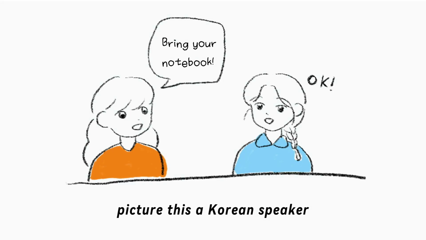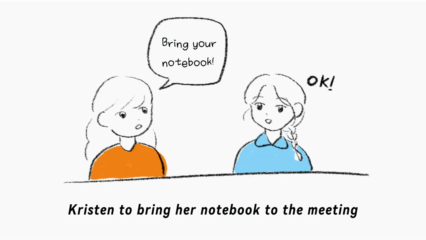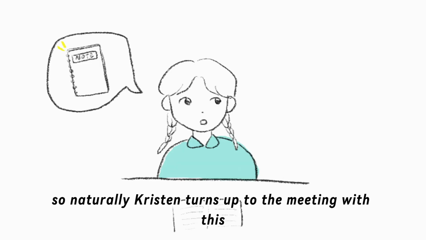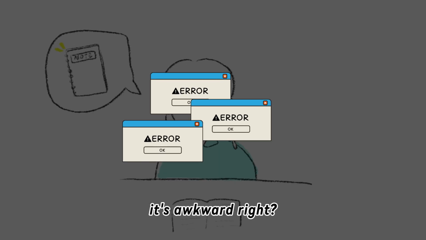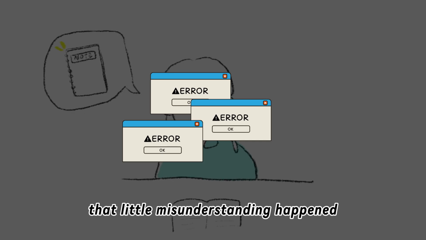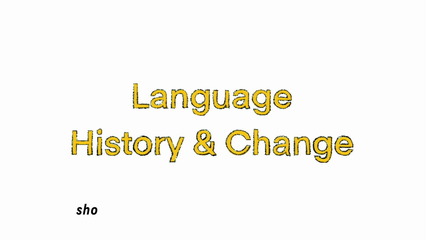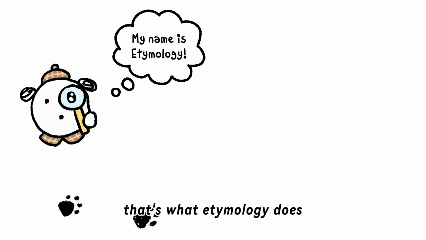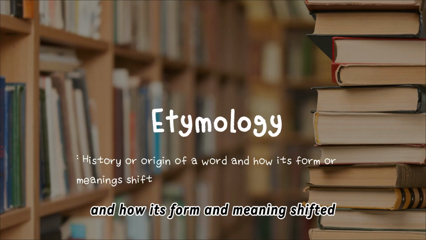Picture this: a Korean speaker, Hyeyun, and an English speaker, Kristen, are organizing a project together. Hyeyun asks Kristen to bring her notebook to the meeting. So, naturally, Kristen turns up to the meeting with this, only to find out they were not thinking of the same notebook. It's awkward, right? That little misunderstanding happened because words changed their meaning over time. Now, if words change, shouldn't we be able to trace their history? That's what etymology does. It's the history of a word's origin and how its form and meaning shift.